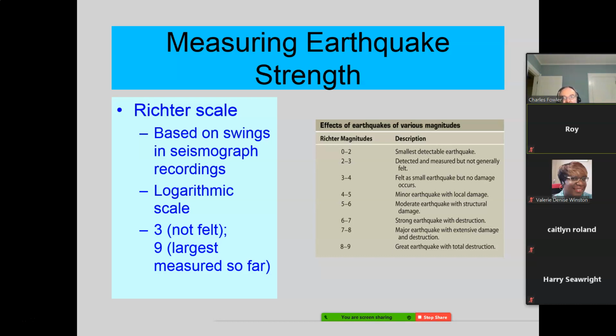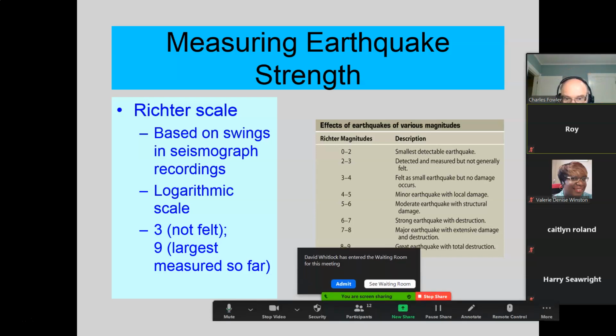Okay. So, but the earthquake is what it is at its epicenter or at the focus of the quake, and that's the number they use. And they can extrapolate back to there, okay, because they have these all over the place. So 3 to 4, felt as a small earthquake, no damage occurs. 4 to 5, minor earthquake with local damage. 5 to 6, a moderate earthquake with structural damage, and maybe in D.C. that was considered structural damage.